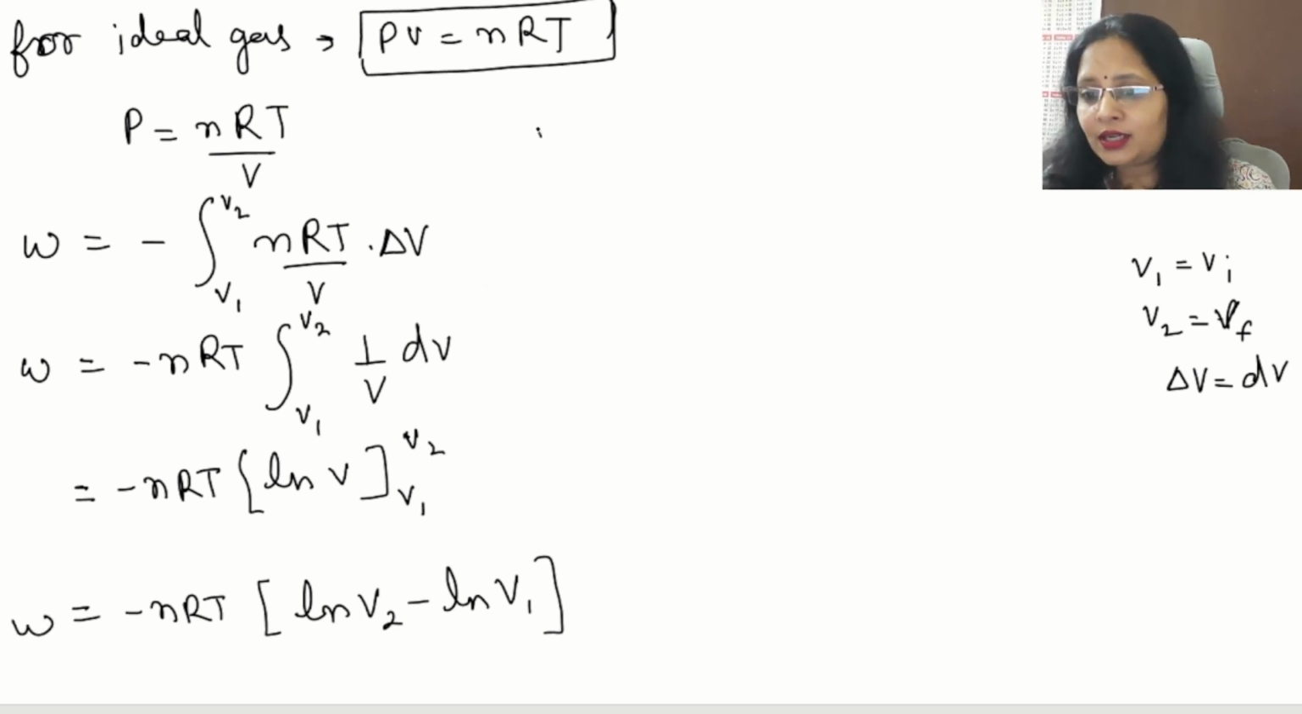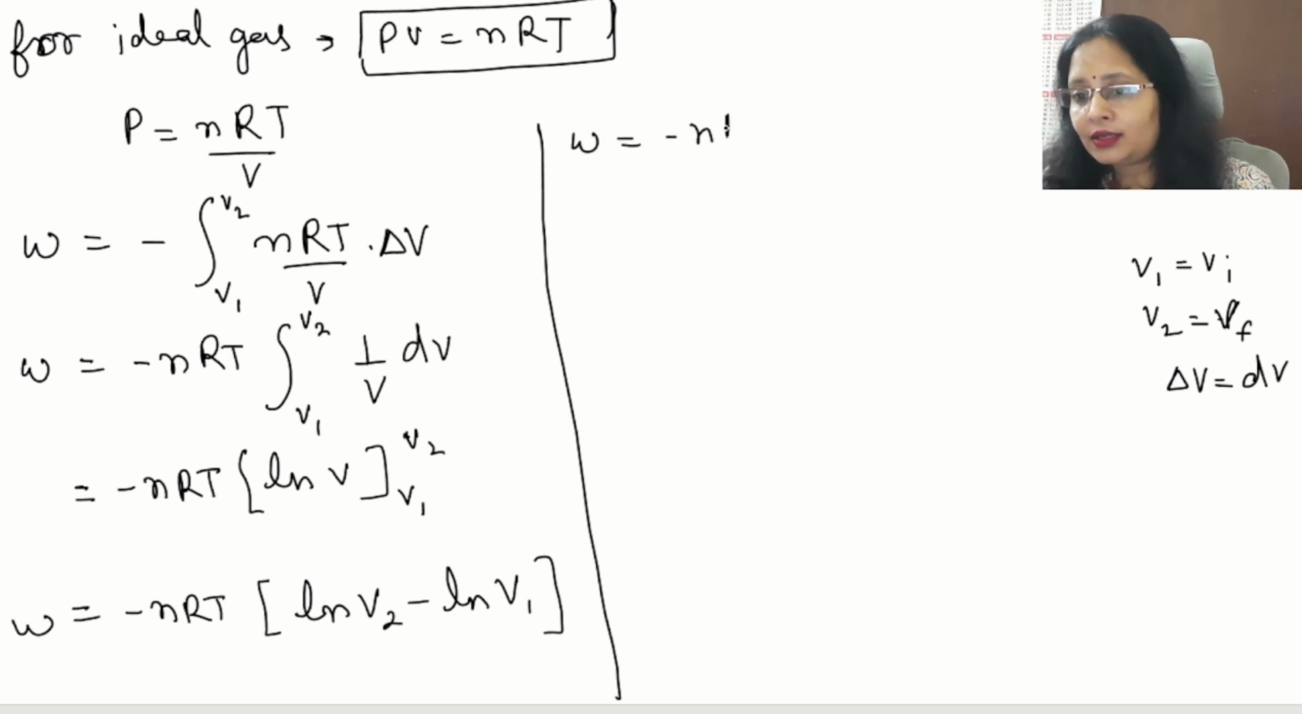This you will study in physics in class 11. Okay, so don't get confused. We are using this thing here. Now what will happen next? Natural log V2 minus natural log V1. We will write it in the next step as minus nRT natural log V2 upon V1.